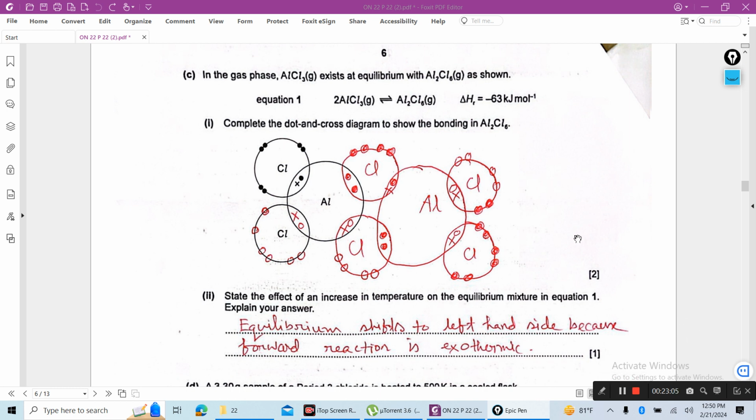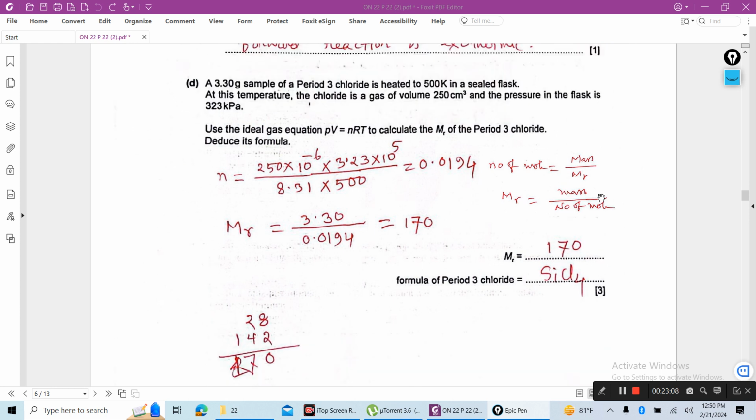Okay, now next. Part D: a 3.3 gram sample of period 3 chloride is heated. Mass is given, temperature is given in Kelvin. At this temperature, the chloride is a gas, volume is given as 250 centimeter cube, and the pressure in the flask is 323 kilopascal. Pressure is given in kilopascal, volume in centimeter cube, temperature in Kelvin, and mass in gram.